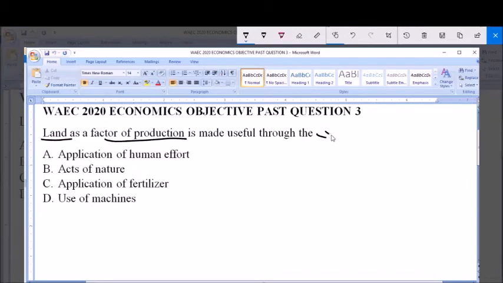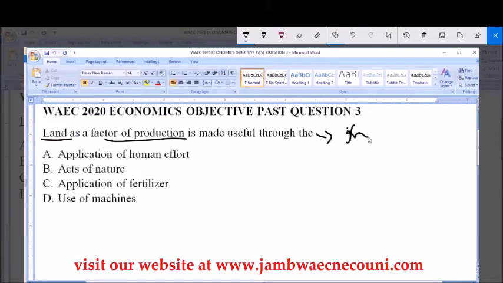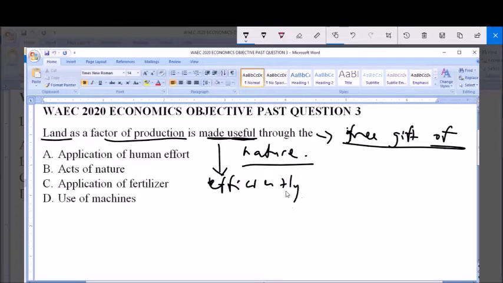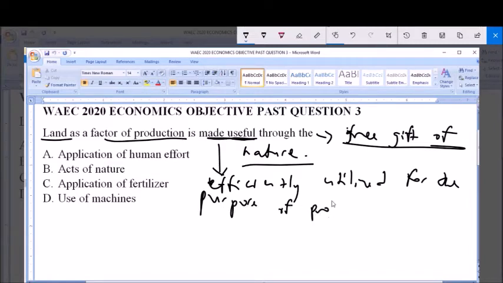Now, land as a factor of production, as it relates to economics, is defined as a free gift. A free gift of nature. This means that land is not manufactured, but rather it is a free gift of nature. Now, what does it mean for land to be made useful? When land is made useful, it means it is efficiently utilized for the purpose of production. So that is when land can be said to be useful.